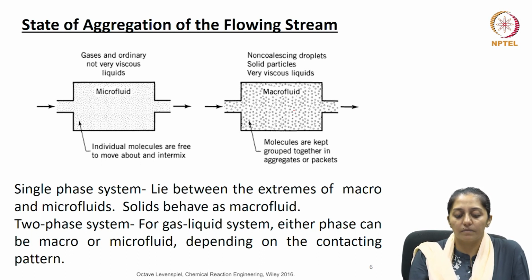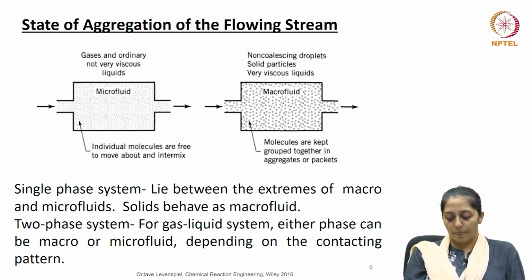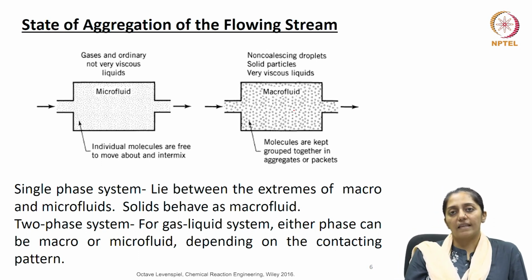So, a single phase system will lie between the extremes of the macro and microfluids. The solids behave as a macrofluid, while the gases will come under microfluids. Now, for a two-phase system, like for example a gas liquid system, either phase can be a macro or a microfluid depending on the contacting pattern, which means that either gas can be dispersed in the liquid phase or the liquid can be the dispersed phase in the gas.